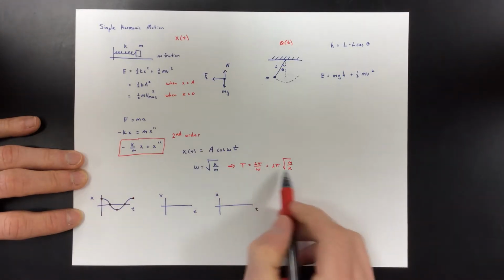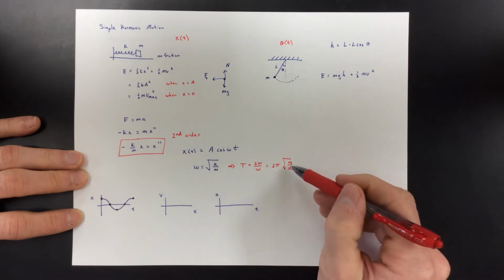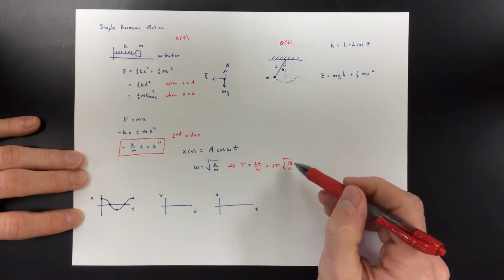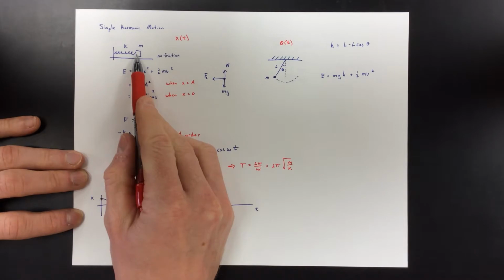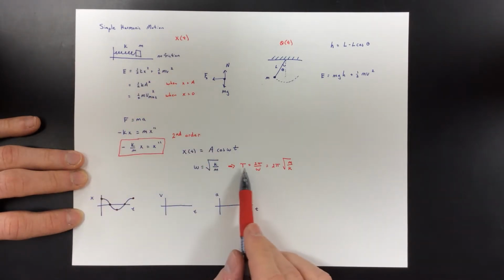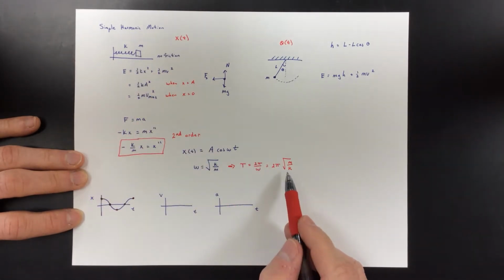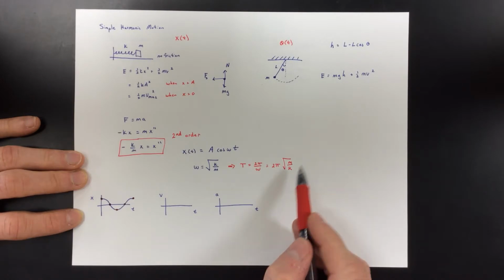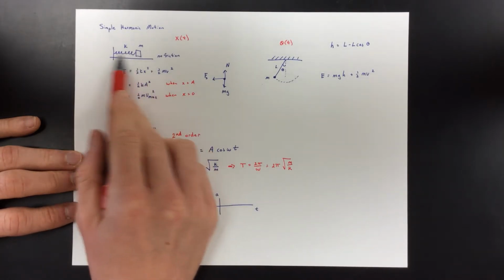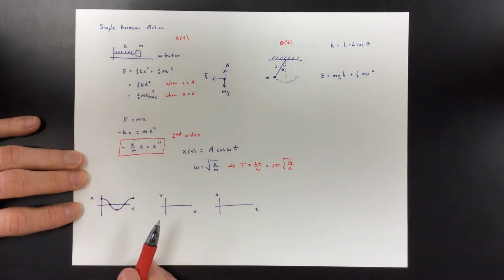Okay, and we have an equation for that, and the period is a function of the mass and the spring constant. If you increase the mass, this equation says you're going to increase the period. If you increase K, which is the stiffness of the spring, making the spring stiffer, you're going to decrease the period, which I think follows some common sense.